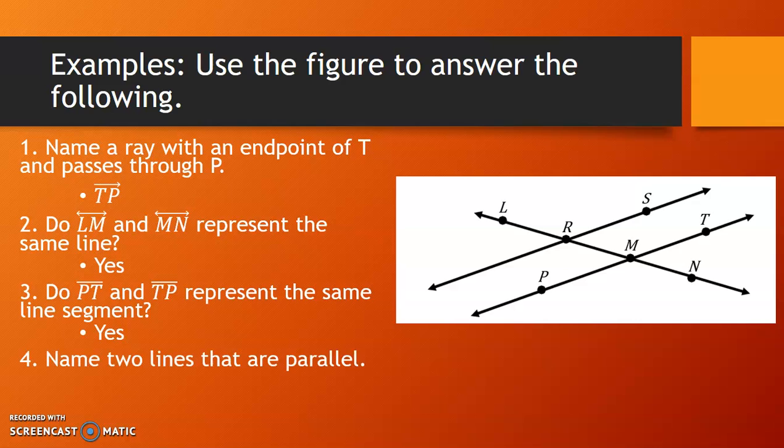And last one here is name 2 lines that are parallel. So you could call the bottom one PT and you could call the top one RS. Now again, you could switch that around. You could say SR, you could say TP, or you could even say TM, MT for that other line. You just have to pick 2 points again to name a line.